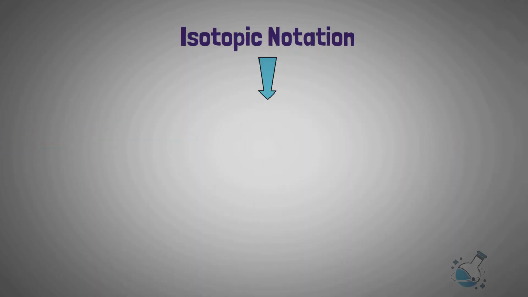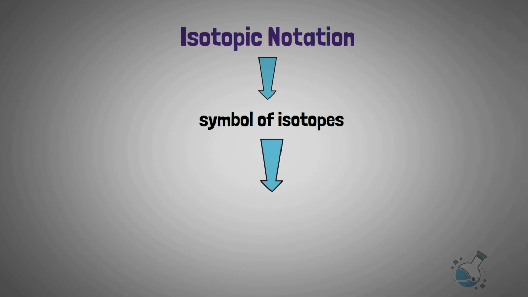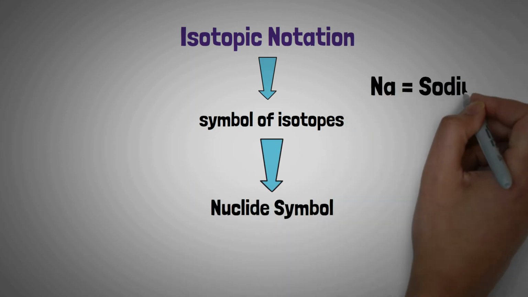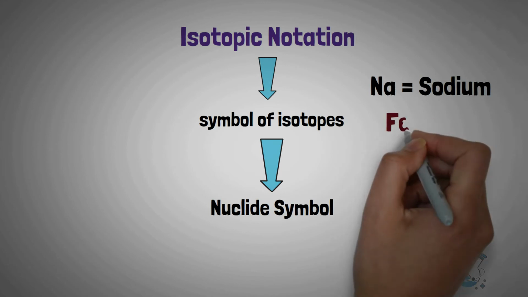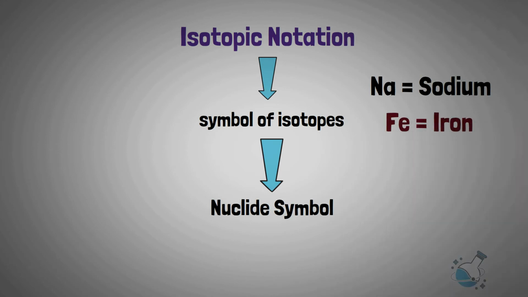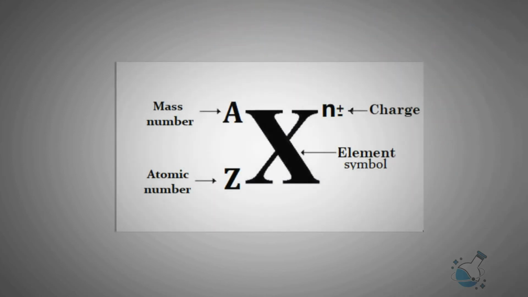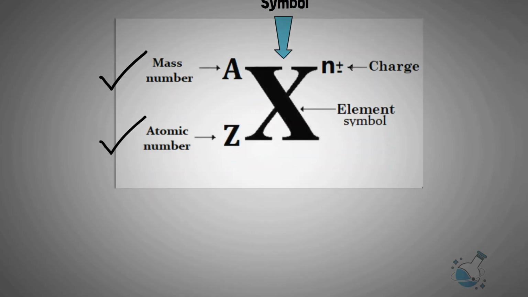The isotopic notation is literally the symbol of isotopes, like atomic symbols. It is also called the nuclide symbol. You might already know that each element has a symbol of its own, e.g., Na for sodium, Fe for iron, and O for oxygen, etc. The big X is basically the atomic symbol. The mass number is written on the upper left corner, while the atomic number is written on the lower left corner. From this symbol, you will know a lot of information at a glance.